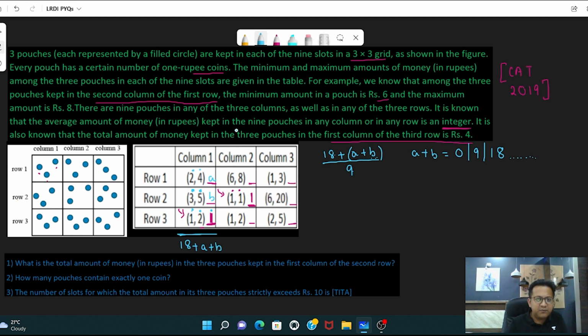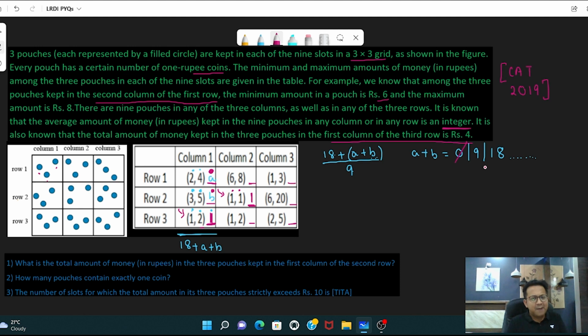A and B, if you're observing closely, look at the number. What is A? A has to be between 2 to 4. So can I say A plus B cannot be 0, because A has to be between 2 and 4? So obviously 0 is not possible. What about B? B has to be between 3 to 5. So what number is possible?